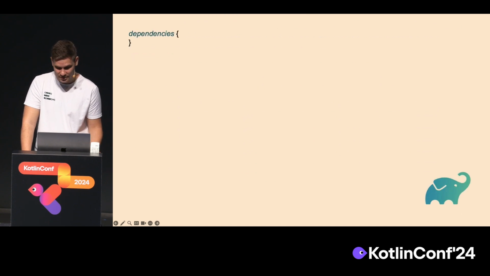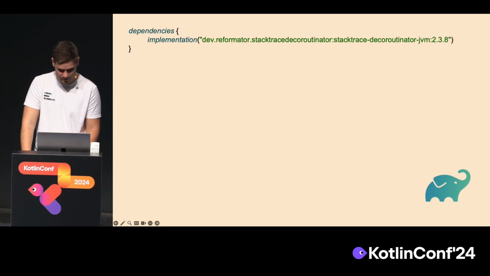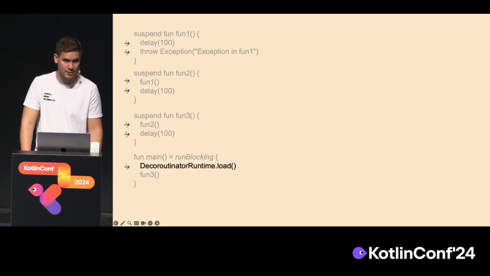How to enable it? For example, if you're using Gradle, you can add a dependency on this library. And then, inside your application, you will have to call this line of code to load the decoutinator agent.